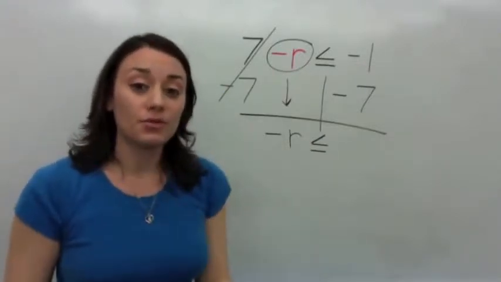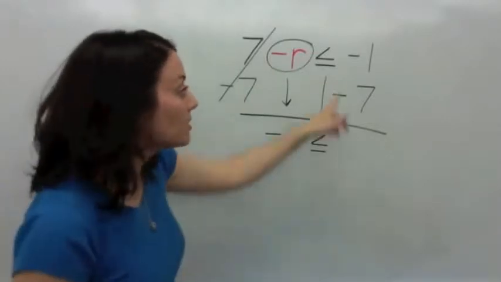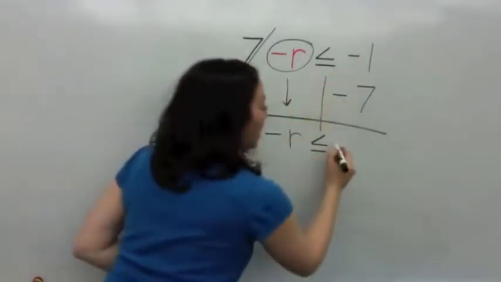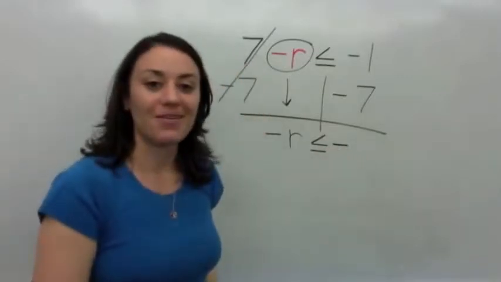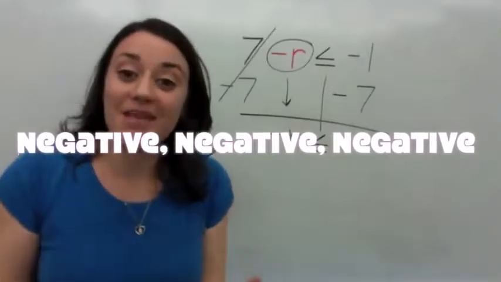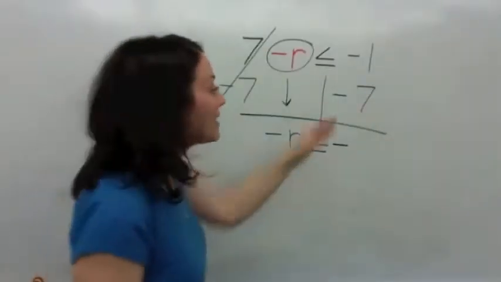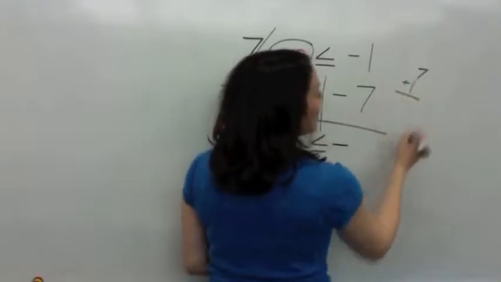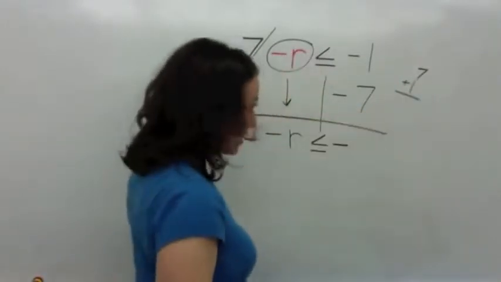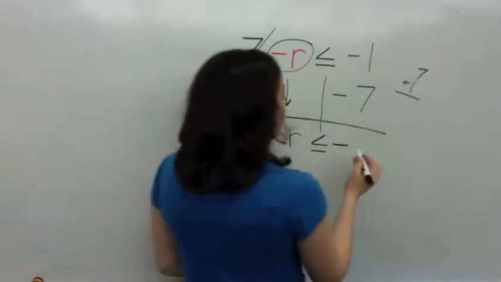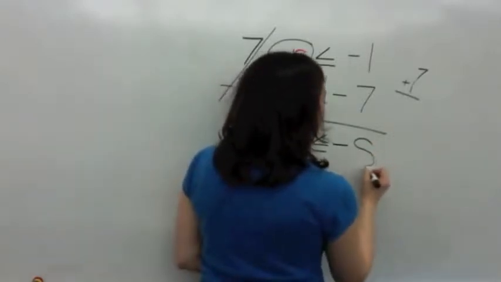What I want you to do from now on is when you see the same signs, I want you to say negative, negative, negative. Say it with me. Say negative, negative, negative. Because they're the same signs, right? So let's add 7 plus 1 because same signs add. What's 7 plus 1? 8. Very good. So it's negative 8.